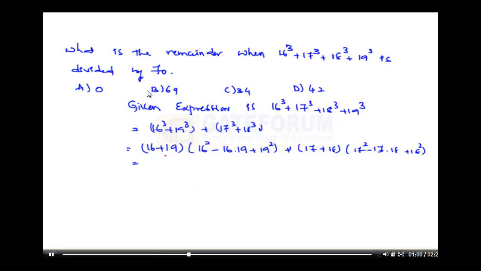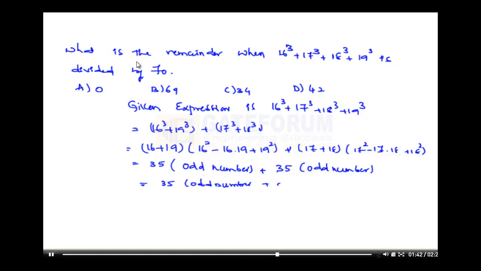Now 16 plus 19 becomes 35, and if we observe this, 16 square is going to be an even number and 19 square is going to be an odd number, and odd number minus odd number results in an odd number here. So 16 square minus 16 into 19 plus 19 square is going to be an odd number, and 17 plus 18 gives 35, and here also we will get an odd number. So we can take 35 common here, 35 of odd number plus odd number. Odd number plus odd number results in an even number.